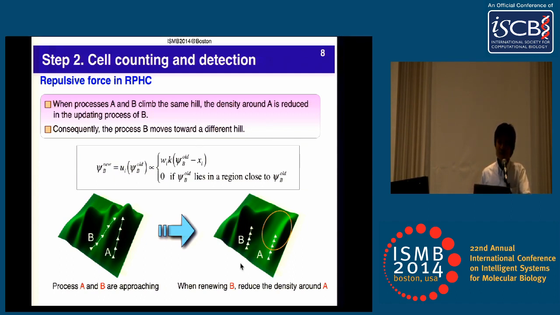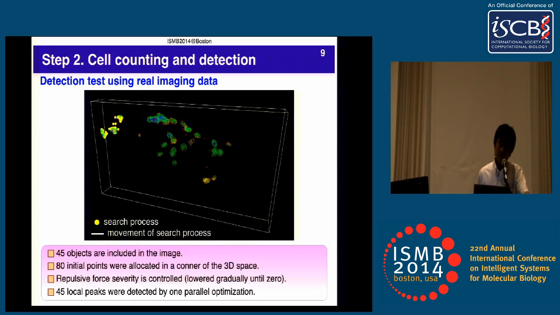Accordingly, process B moves towards a different hill, like this. So, I'd like to show a demonstration movie. 45 objects are included in this image, and yellow dots indicate the initial points. And now 80 initial points are placed in the corner of a 3D space around here. So in the case of no repulsion, all processes will converge around here.